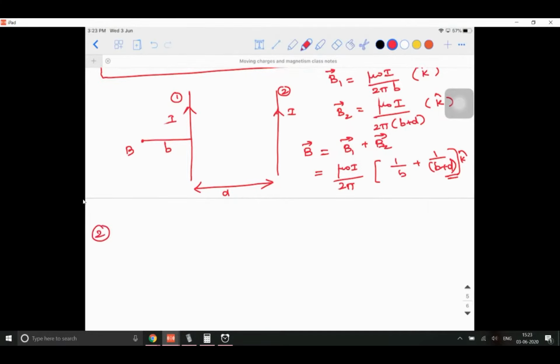Next, we will do the second problem. The second problem is like this. If I take the current carrying conductor to be in the form of a square of side A.